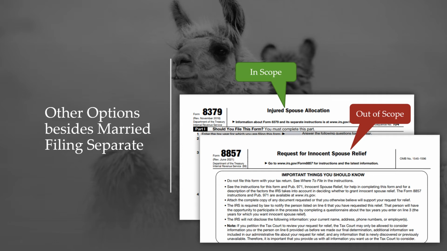That form is out of scope for us. So if we have a client in that situation, we would let them know that they need to seek some assistance from a paid preparer to help them with that. And we'll talk more about the case where spouses are estranged. In certain circumstances, a spouse might be able to claim head of household, but we'll talk more about that in our next filing status.